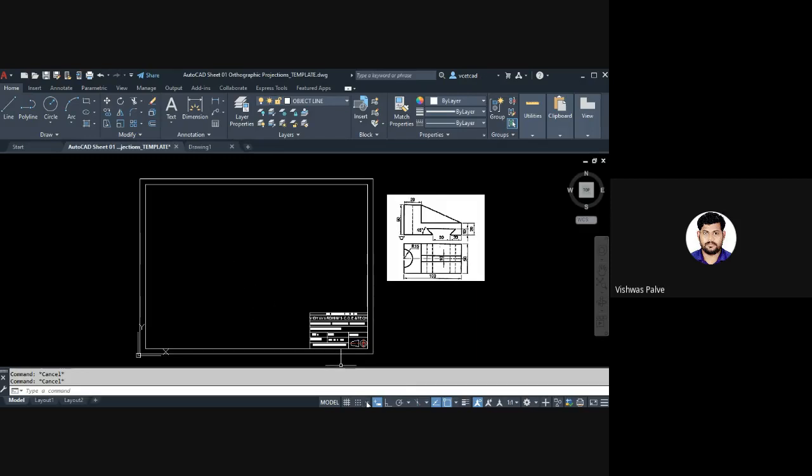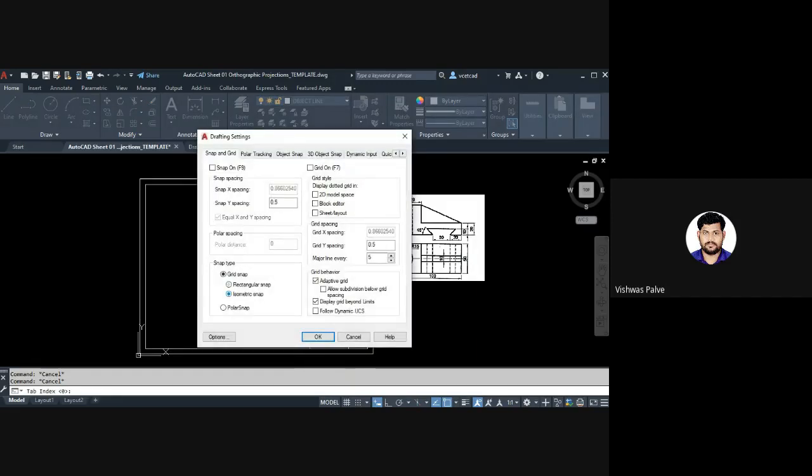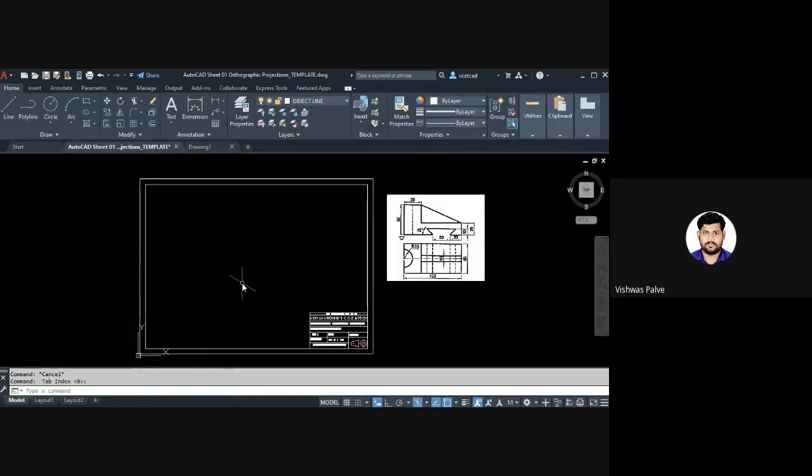Few settings we have to do for drawing an isometric. First thing is go to snap setting. In the snap setting option, switch on snap. Then you'll observe that your cursor changes to two colors, red and green. Whenever we are working with isometric snap, if I want to change the plane, F5 is the key. If I press F5, top plane, right plane, and left plane will be available.